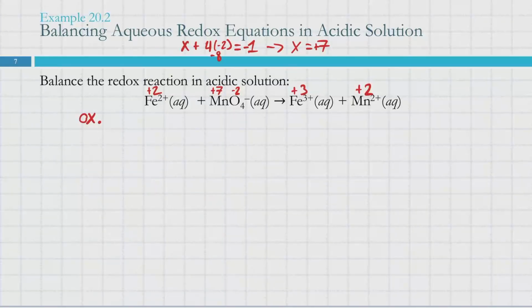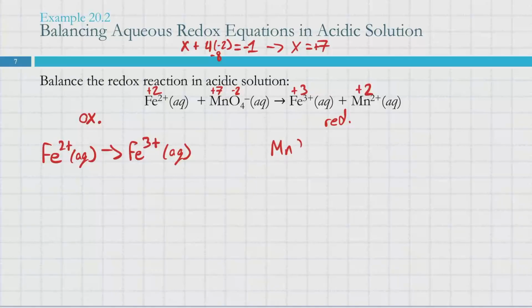So our oxidation half reaction, Fe2+ goes to Fe3+. That means that our reduction half reaction is going to be the other thing. Our permanganate going to manganese 2+. So we've separated our half reactions.